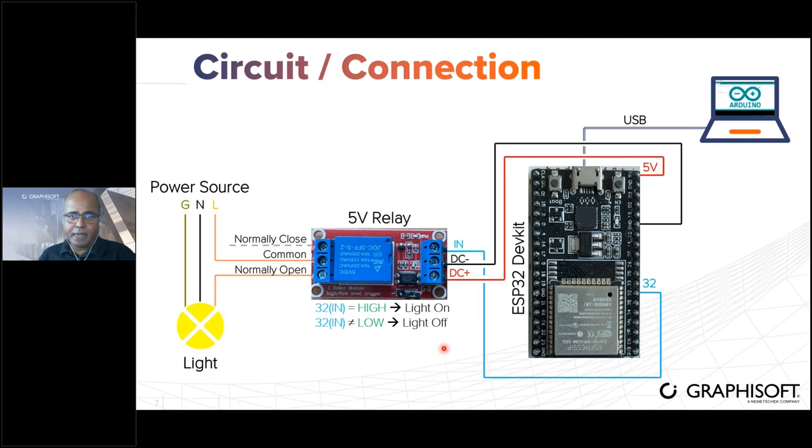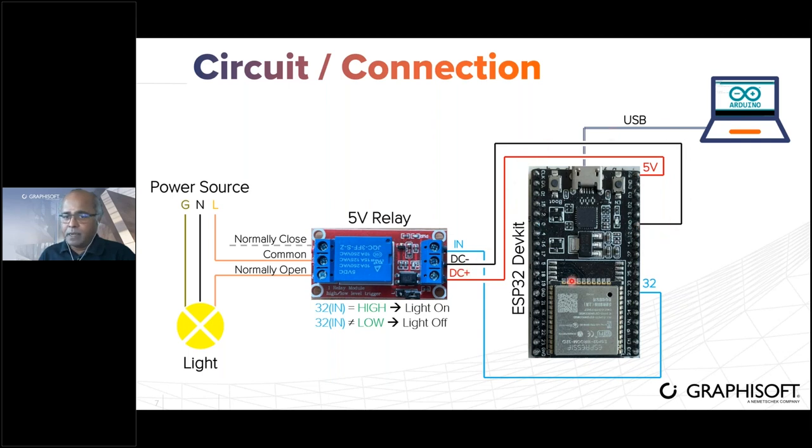So this is the connection or circuit, how I did that, right? You have this ESP32 dev kit. It comes with all the necessary things inside there. This is the processor, right? Then you have this 5-volt connection out from the board, which goes into the relay module, and also the ground. The ground is the DC negative, right?